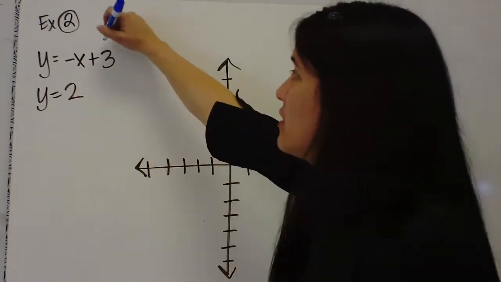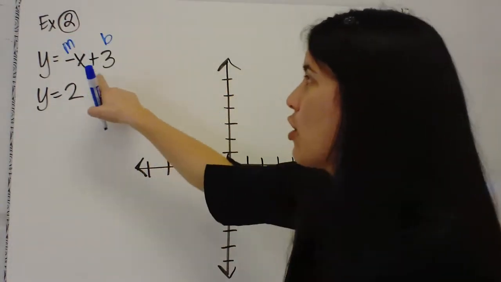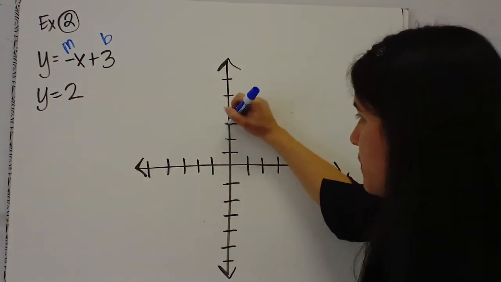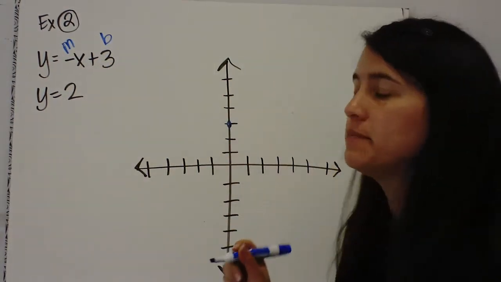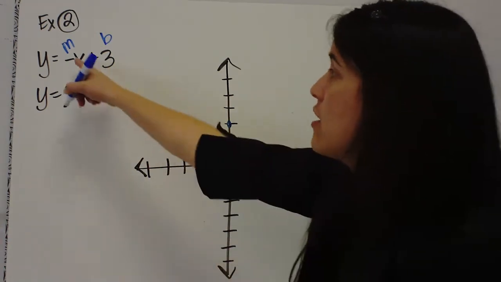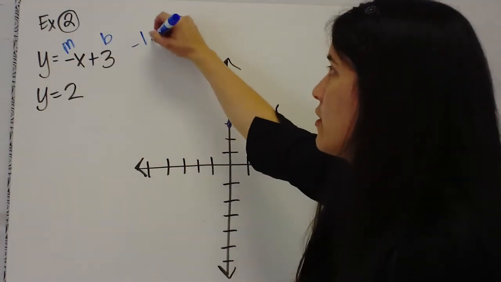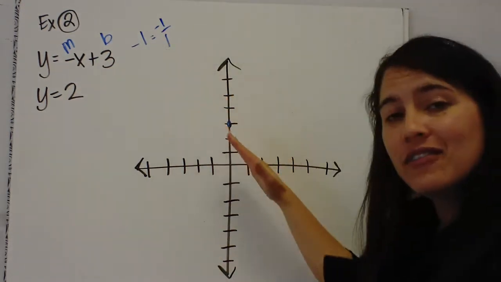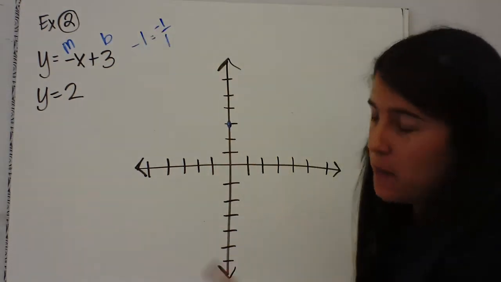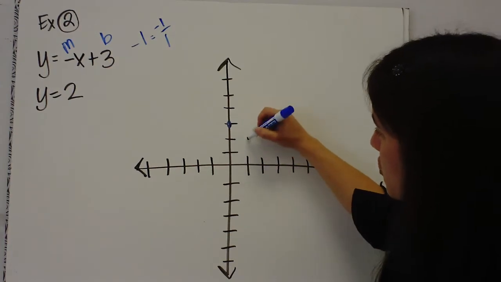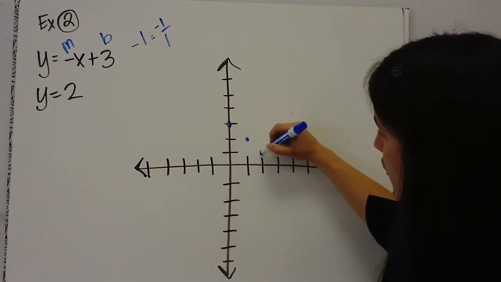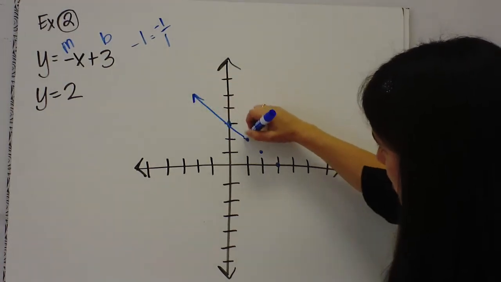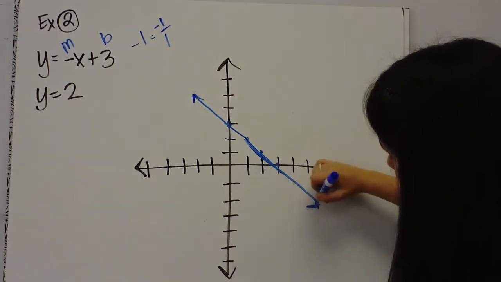And remember, you start with the b and then you use your slope. For this one, the b is 3. So I'm going to count up 3, because remember, that's your y-intercept. And then I'm going to use the slope. The slope is negative 1, which means negative 1 over 1. I want a negative line, so I need to go this way. So I'm going to go down 1 over 1, down 1 over 1, down 1 over 1, and then I'm going to connect.